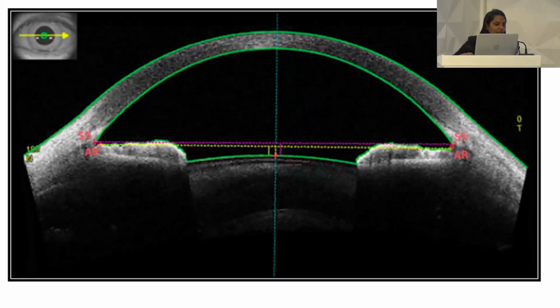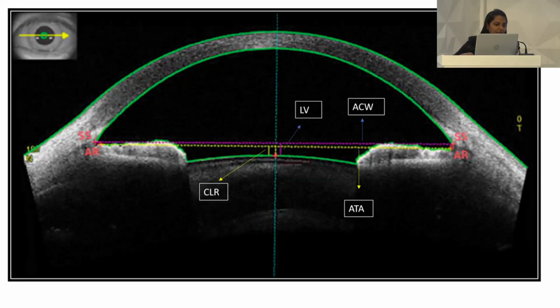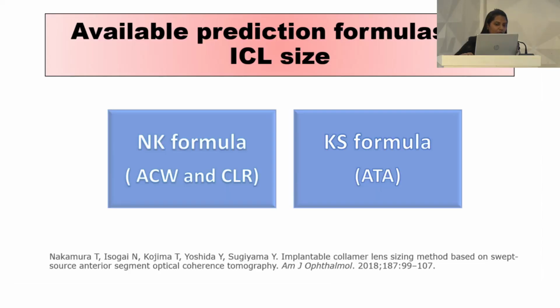So apart from the anterior chamber depth and white to white, there are different parameters in the anterior segment. Here we could see that the distance between the scleral spur to scleral spur is known as anterior chamber width, and the distance between the angle recess to angle recess, connecting the distance to the crystalline lens, is known as crystalline lens rise. So based on all these parameters, the predictive formulas were formed, like NK and KS formula, which are there on AS-OCT, which will predict the size of the ICL and the postoperative vault for that given eye of the patient.